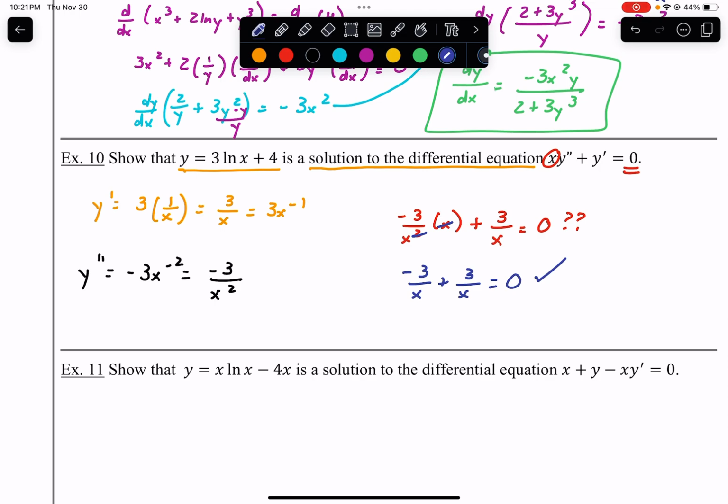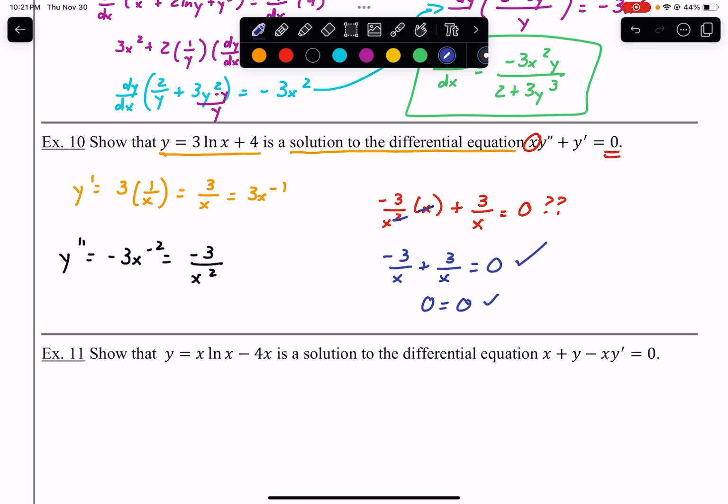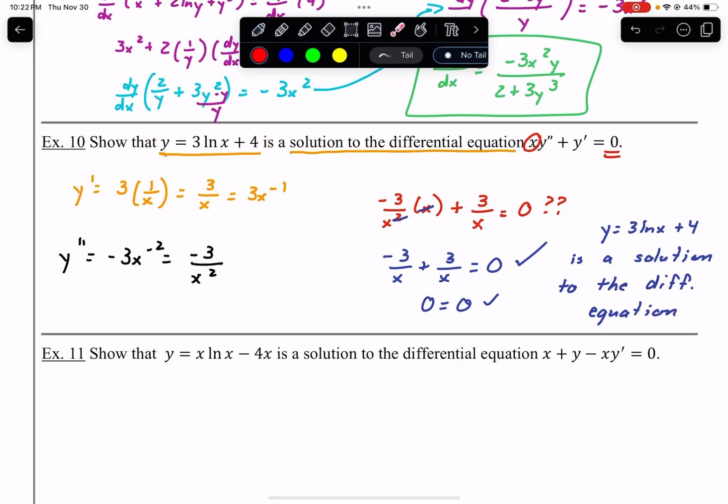Right, so because that is a true statement, 0 equals 0, we can definitely say that y equals 3 ln of x plus 4 is a solution to this differential equation. Remember, a solution is just the original function, and the differential equation is just any equation that involves a derivative.